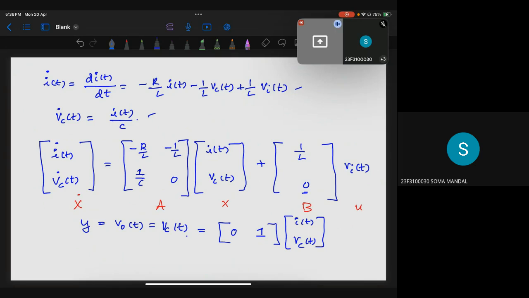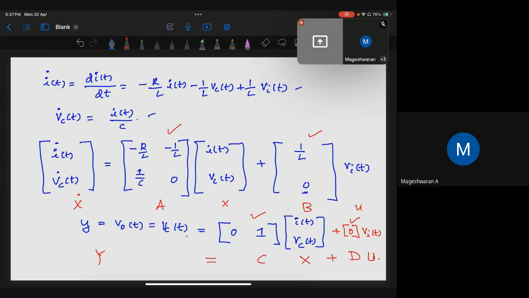Okay, so how does this one look now? This one looks like Y equal to CX plus DU, where D is a zero matrix. Something like I can add here 0 times V of t. Is this clear? Now you got the ABCD matrices, where this is the A matrix, B matrix, C matrix, D matrix. This is called the state space representation of the electrical circuit.